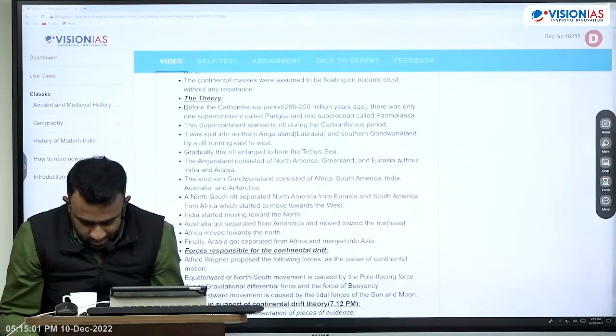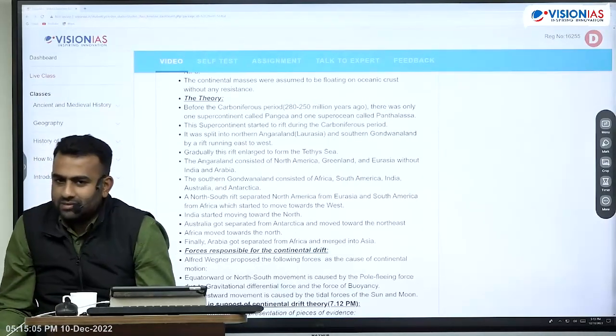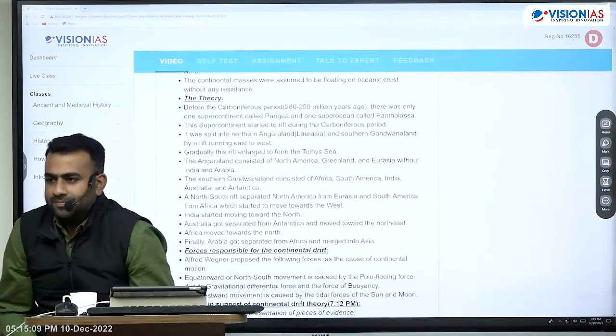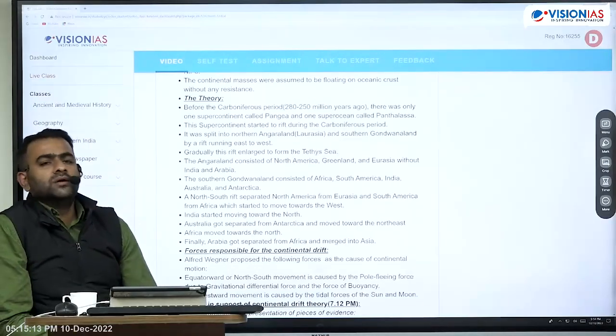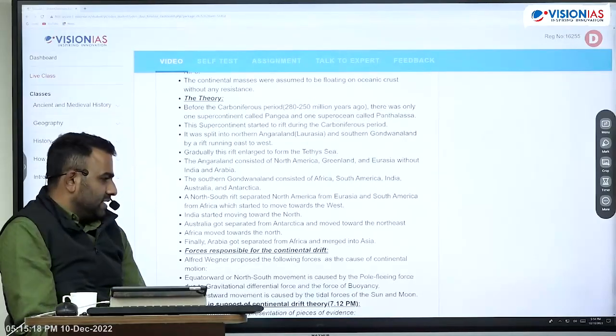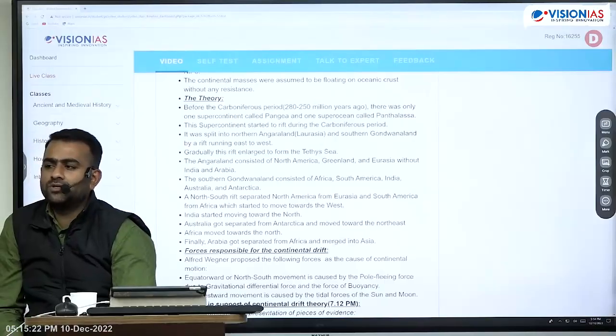Criticisms include the different forces being insufficient, why the drifting happened from the Carboniferous period only, and the overall movement of the continents being very smooth. All these are important criticisms which he could not explain at that point of time. That was continental drift theory. Any doubts about this?